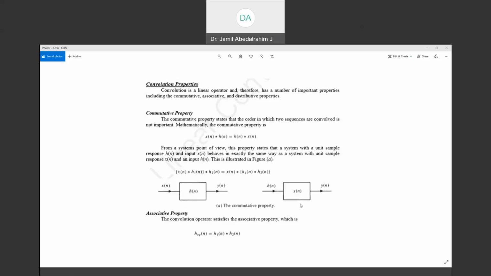Okay, this is the first property. The second property is the associative property, as you see here.